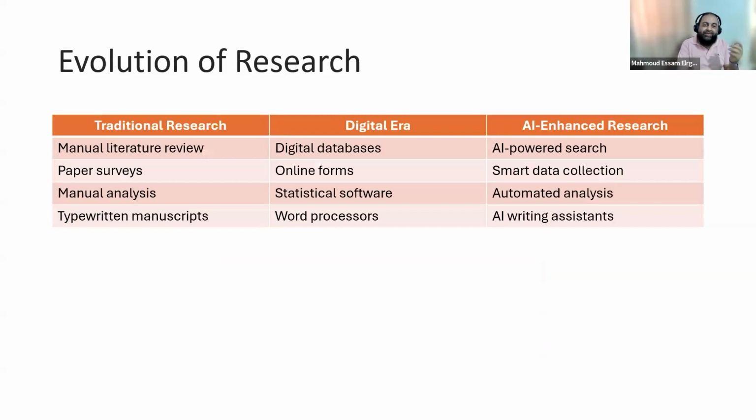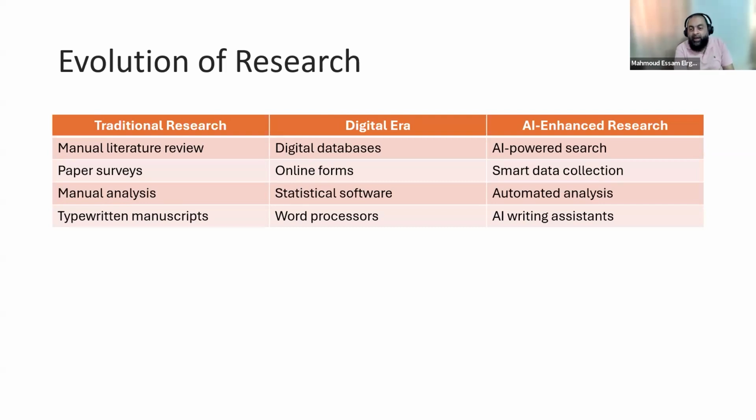Until the 1980s, traditional research was a manual literature review. There were no PDFs, no online journals. They used hard copy paper surveys, manual analysis with equations written down, and even typewritten manuscripts. Then we moved from the 1980s to 2019, before ChatGPT. We started having digital databases that you can search, the online forms that everybody is using, statistical software like Stata, SAS, SPSS, and word processors like Word. And now we are moving from the digital era to AI-enhanced research.